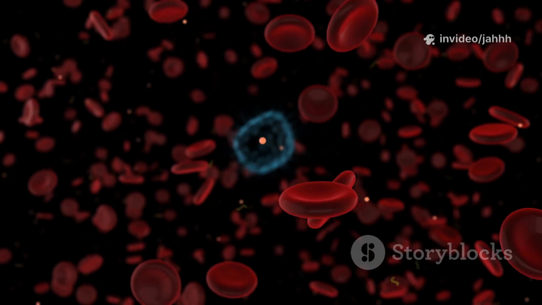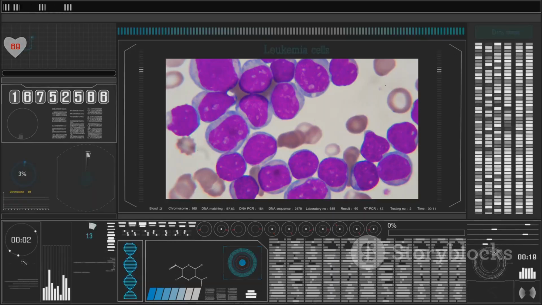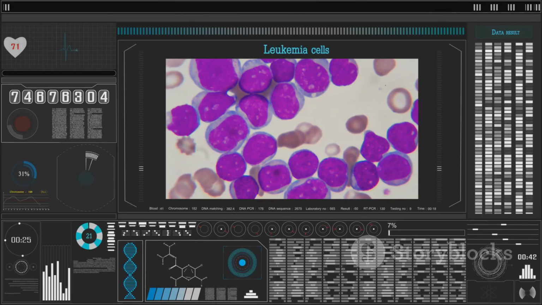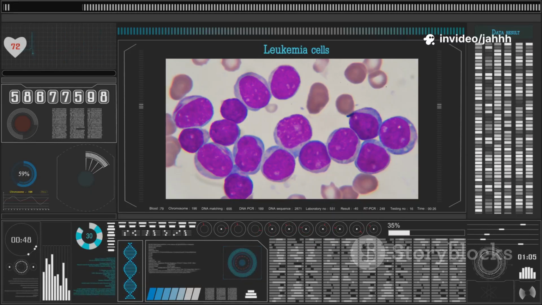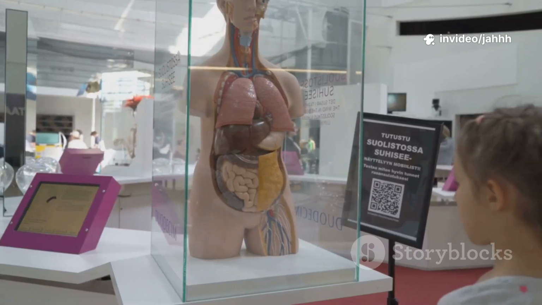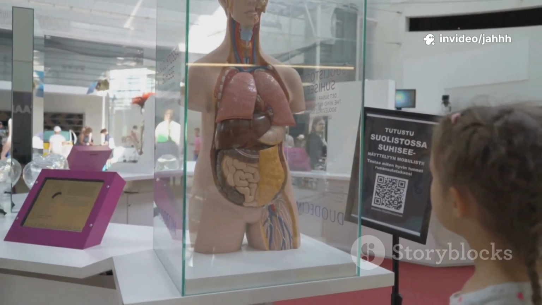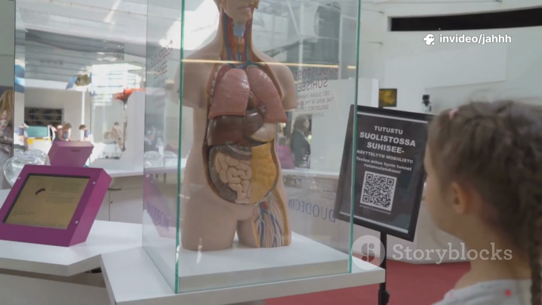And remember, cancer isn't just one single disease, it's actually a group of over 100 different diseases, each with its own unique characteristics and behaviors. Each type of cancer starts in different cells or organs of the body, affecting various tissues and systems.